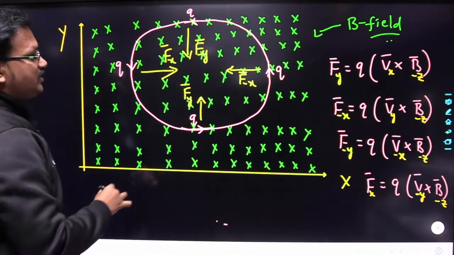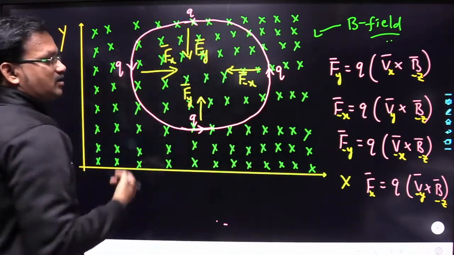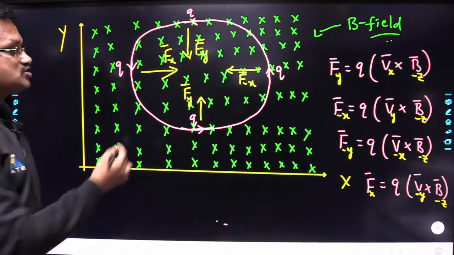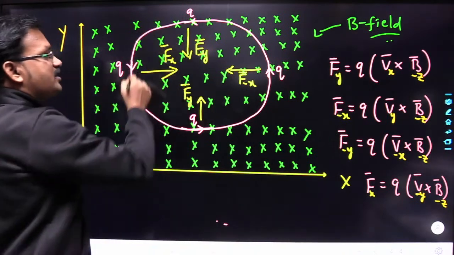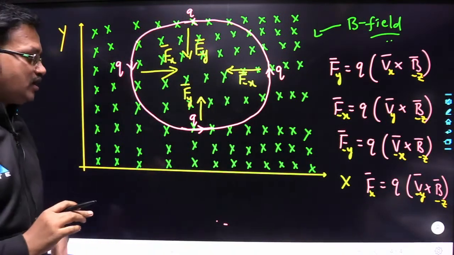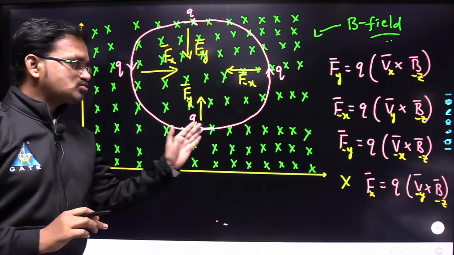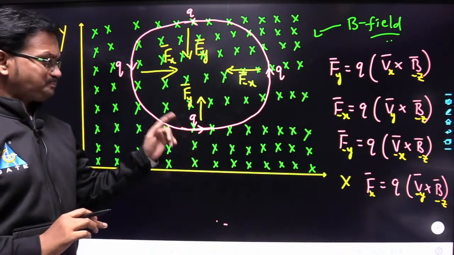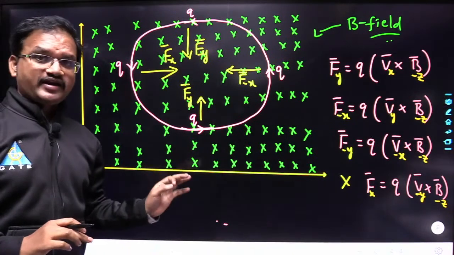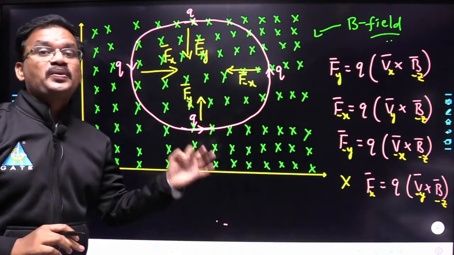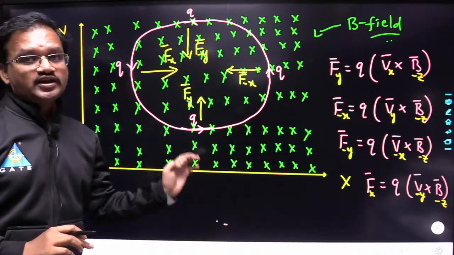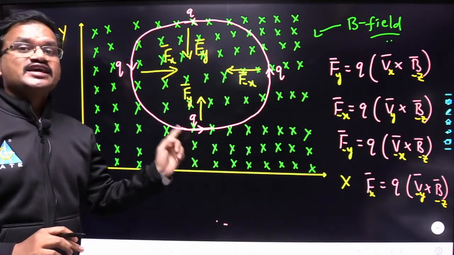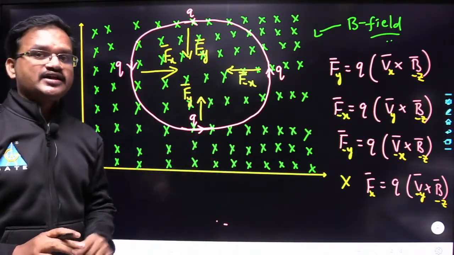Okay. So finally, what is the path it is tracing here? It is going to trace a circular path. Whenever the charge is moving in a uniform B field, the magnetic force is not changing the speed of the moving charge. It can at most change the direction of the moving charge.